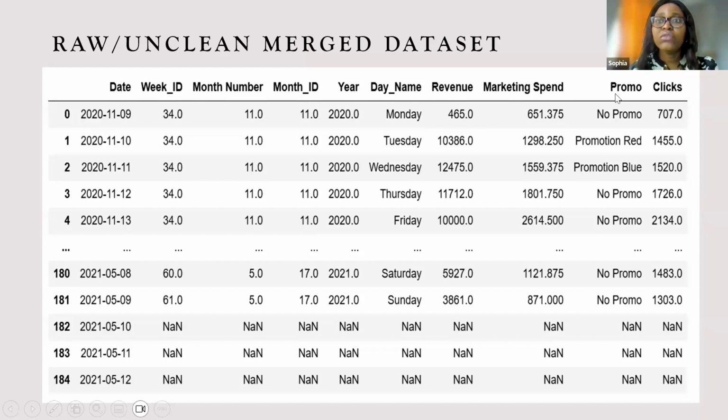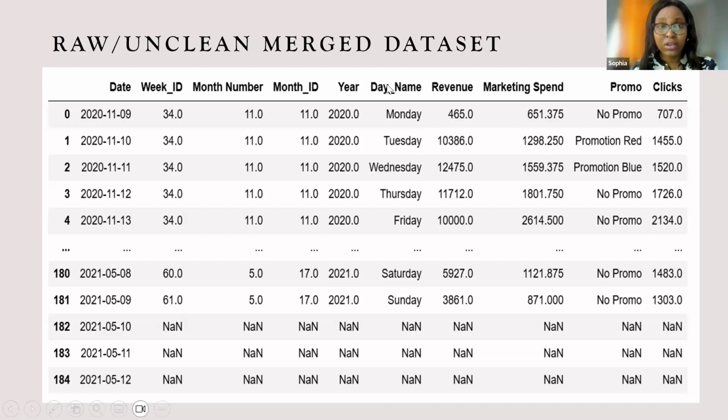Yeah, so we have the promo and then the clicks. Actually, this explanation, normally you get this explanation in the project file. They explain what all these features are, and it will help you to understand better what you're looking at.